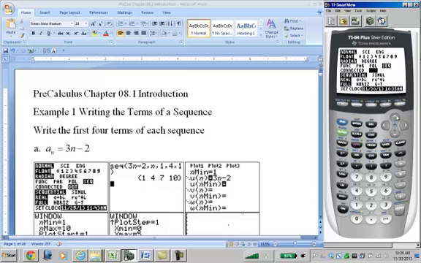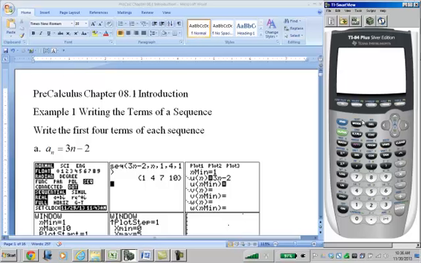Let me repeat that. I go up to function, arrow over to sequence, and make sure you hit enter. Then arrow down to connected, arrow over to dot, and I hit enter. Notice that sequence and dot are now lit up. So I'm going to hit second and mode and get out of here.